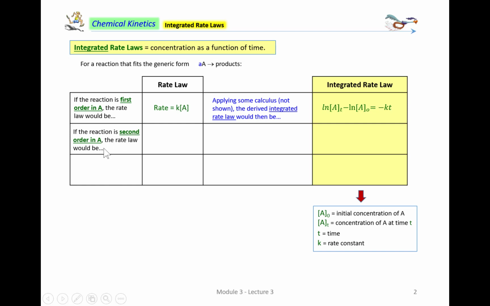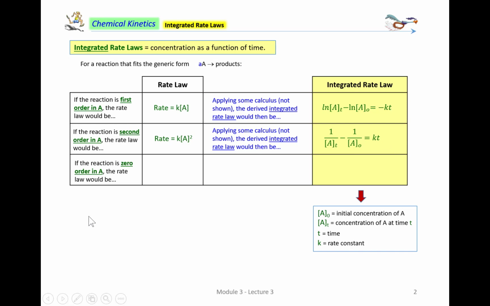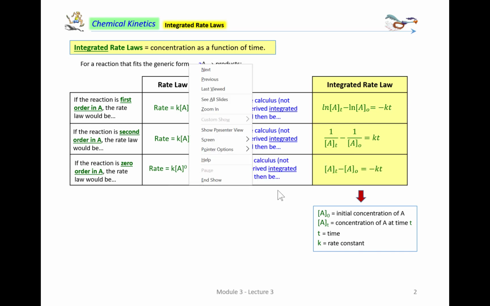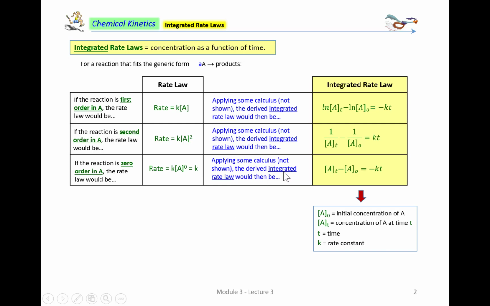If the reaction is second order in A, then we would say that rate equals k times A squared. If we applied some calculus to this, the integrated rate law for the second order case would look like this: 1 over the concentration of A at some future time t minus 1 over the initial concentration of A equals k times t. If the reaction was zero order in A, of course, the rate law would be this. Applying some calculus, the integrated rate law would look like this, where the concentration of A at some future time t minus the initial concentration of A equals minus the rate constant times the time.